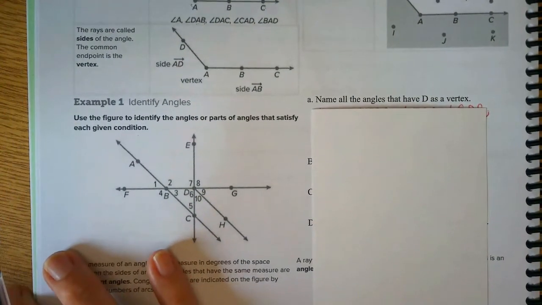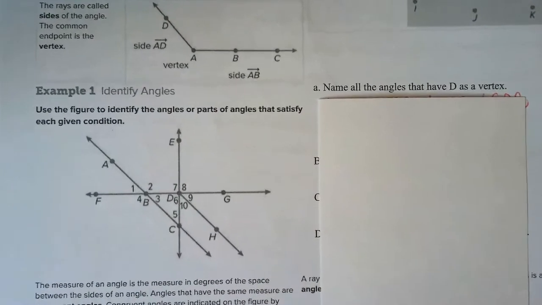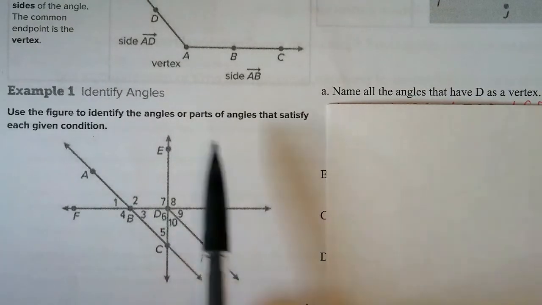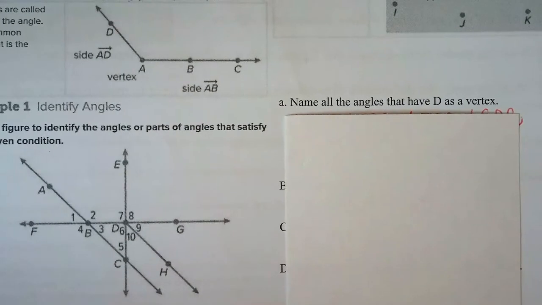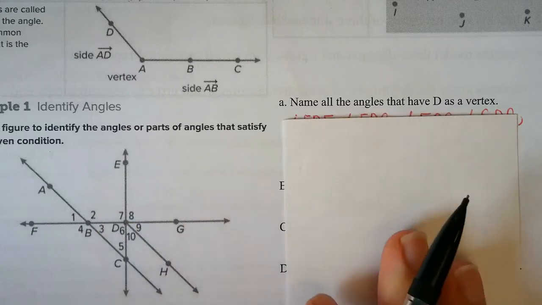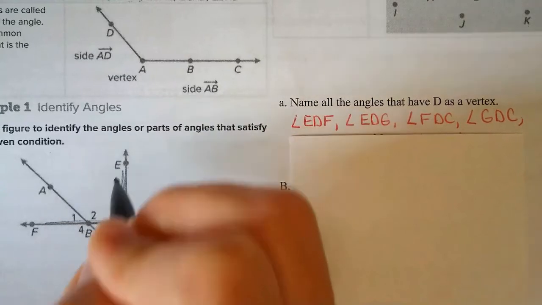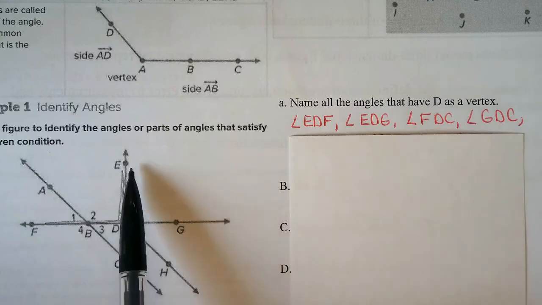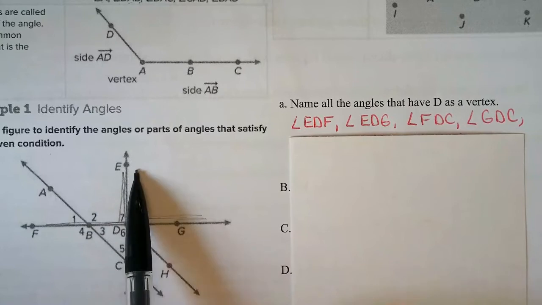It says, use the figure to identify the angles or parts of an angle that satisfy each condition. So I have this big picture, and then my first question says, name all the angles that have D as a vertex. So D is squished right here. So here's this point. The first one that I wrote down was EDF. So this angle right there. Notice that I put D in the middle. Another angle is EDG. So this one right here.